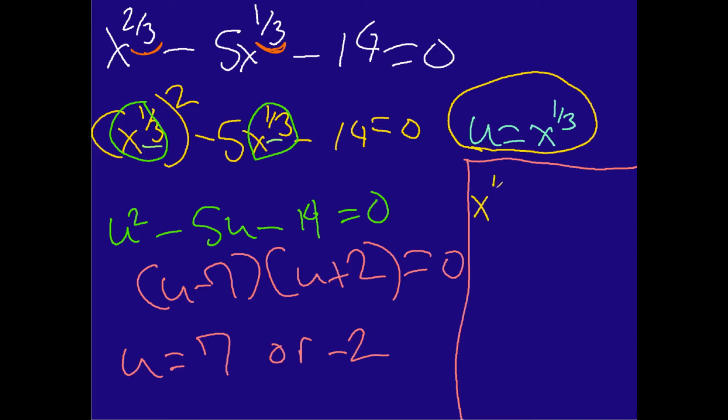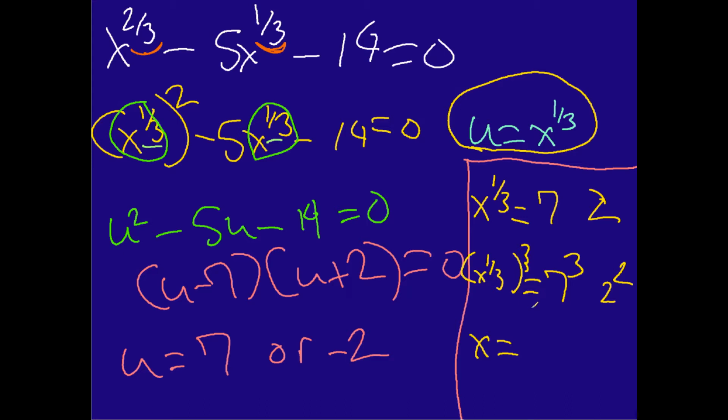x to the 1/3 equals 7, or it equals negative 2. So what do I do now? Well, to deal with this, I have to raise everything to the 3rd power. I take x to the 1/3 and raise it to the 3rd power, I take 7 and raise it to the 3rd power, and I take negative 2 and raise it to the 3rd power. And so what I end up with is x equals 7 times 7 times 7, that's a big number, 343. Oh, I need to be careful because this is a negative. Whew. Or x can equal negative 8.